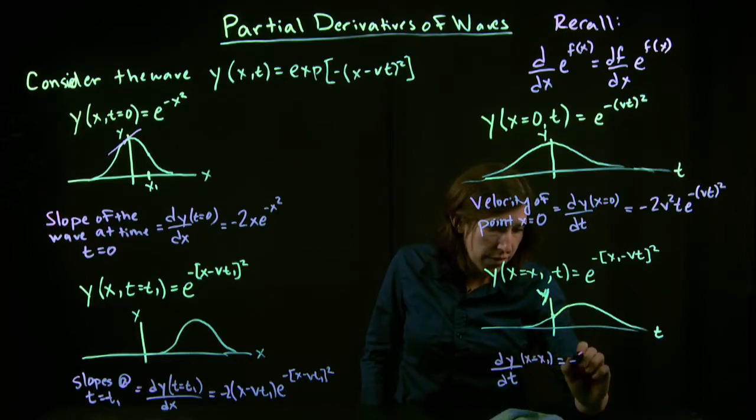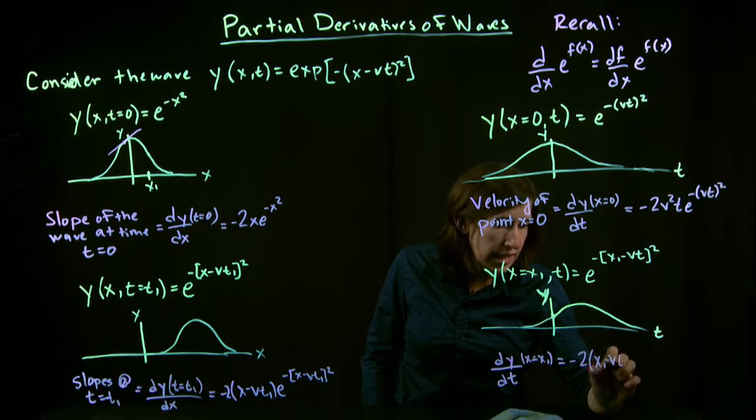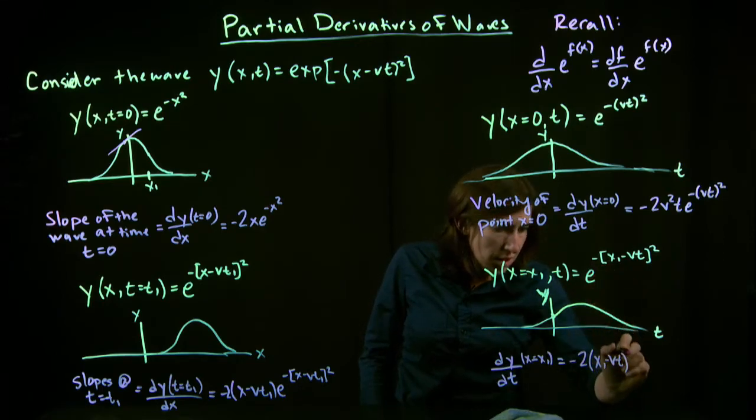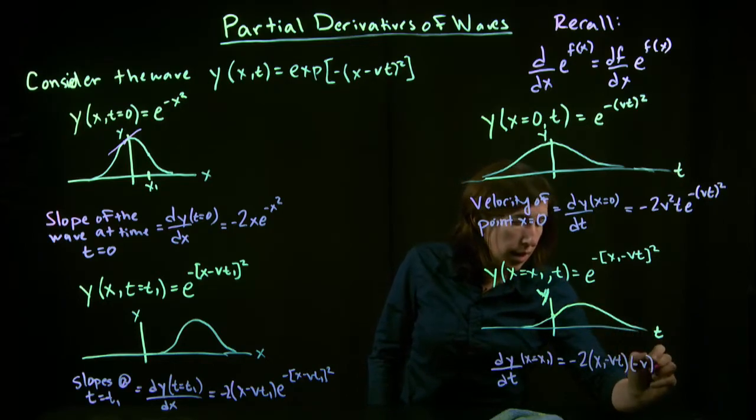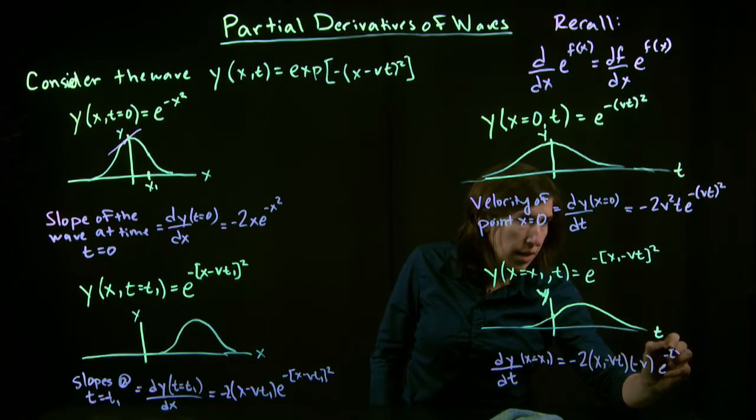negative, so let's be careful, 2 times x1 minus vt times chain rule. We pick up another factor of minus v times e to the negative x1 minus vt squared.